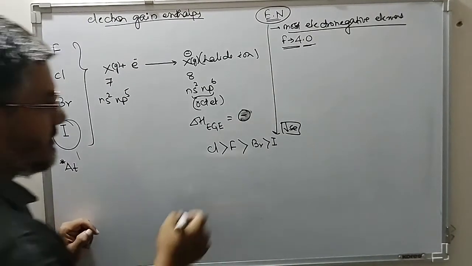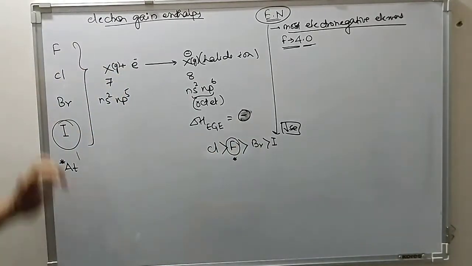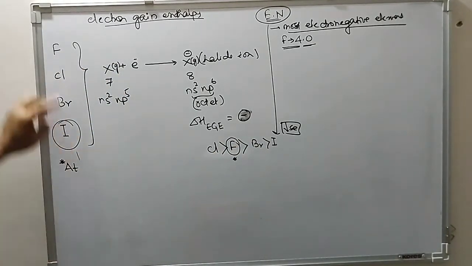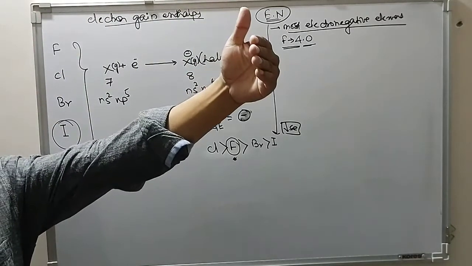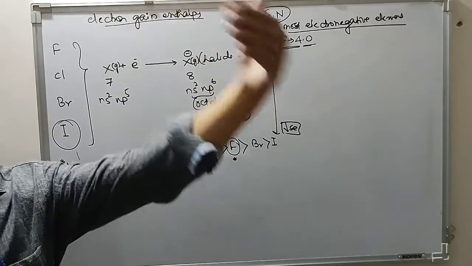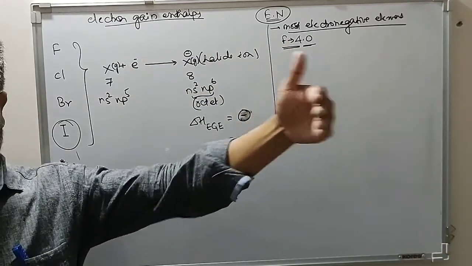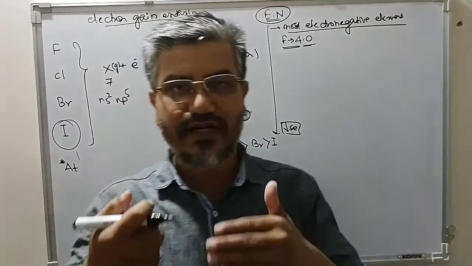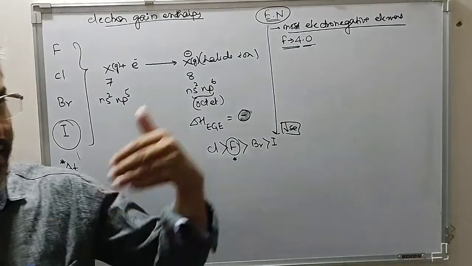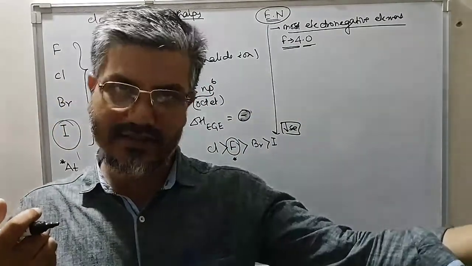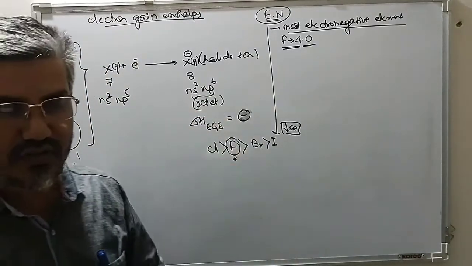So again look at these abnormal values here. Moving from chlorine to bromine to iodine, we can easily explain. As the size increases, the attractive force between the added electron and the nucleus decreases, because the electron is to be added in the valency shell, so the distance between the valency shell and the nucleus increases. As the attractive force decreases, the amount of energy released also decreases.